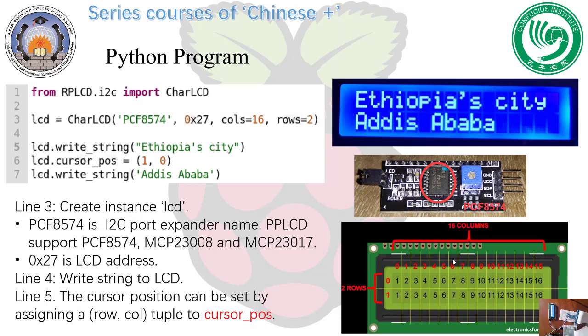Let's see our first program. This program we will show here. From RPLCD.i2c import CharLCD. Because we use an I2C LCD, we import CharLCD, this module. And in line 3, we need to create an LCD instance. This uses CharLCD. There are several parameters.